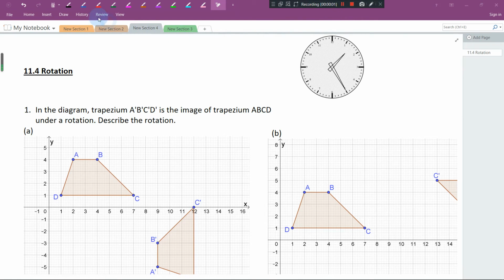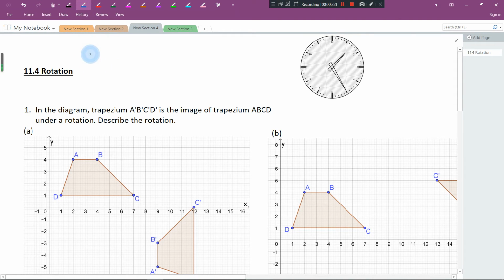Hi everybody, today let's look at rotation. In the previous video, you learned about translations and reflection, right? So today let's learn about rotation. Personally, I feel that rotation is more complicated compared with reflection and translation. But if you understand it, then it should be no problem.